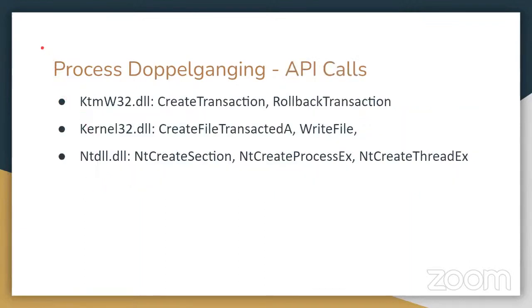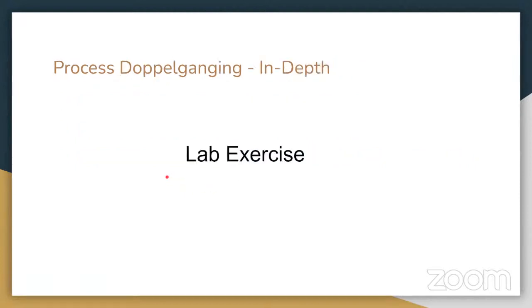These are all the APIs that I use in the process Doppelganging. Some are missing, but no worries, we will cover that in the lab. If you understand process Hollowing and process Doppelganging, it will be really easy to understand all the upcoming techniques, because all those techniques are somewhat similar to these two techniques. So let's just move to the lab.